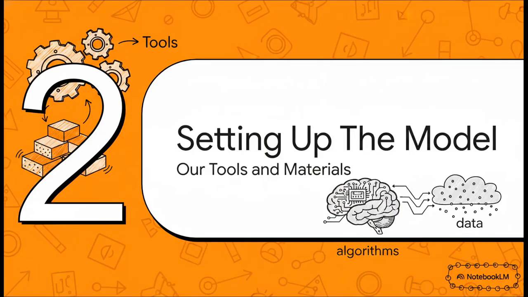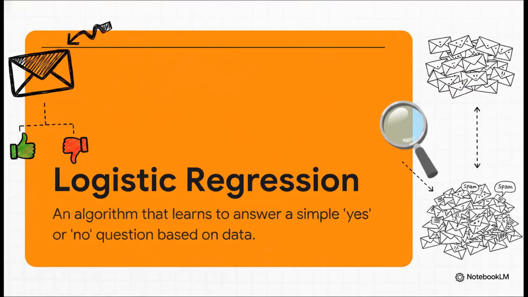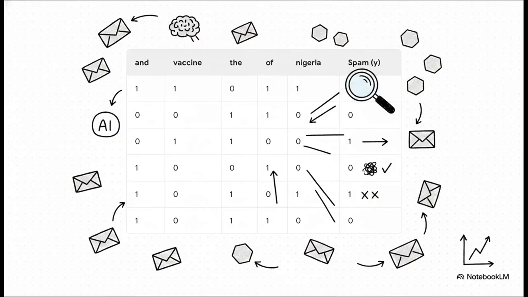Okay, time to start building. Now, for any project, you need your tools and your materials, right? Well, in machine learning, it's pretty similar. Our tools are algorithms, and our materials, well, that's data. The main tool we're going to be using is a classic algorithm called logistic regression. It is perfect for what we're doing because it's really good at classification tasks. Sorting things into two neat little piles. For us, the question it's going to learn to answer is simple. Is this email spam? A yes, or not spam? A no.